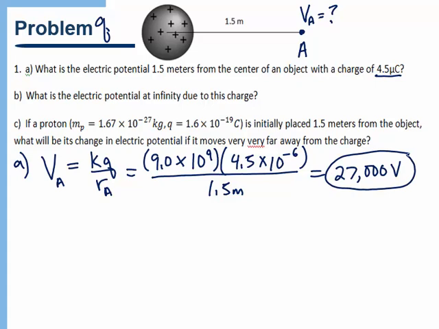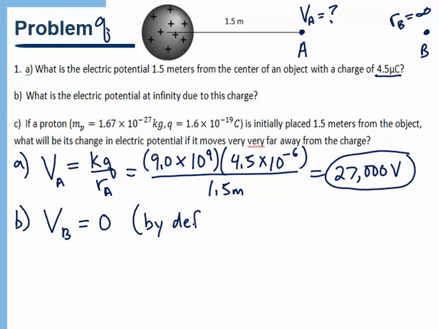All right, let's keep going. B, what is the electric potential at infinity due to the charge? So here's point B, and point B is out at infinity. Well, we don't have to do any calculation for that because the electric potential at infinity is 0 by definition. That's where we defined the electric potential to be 0.